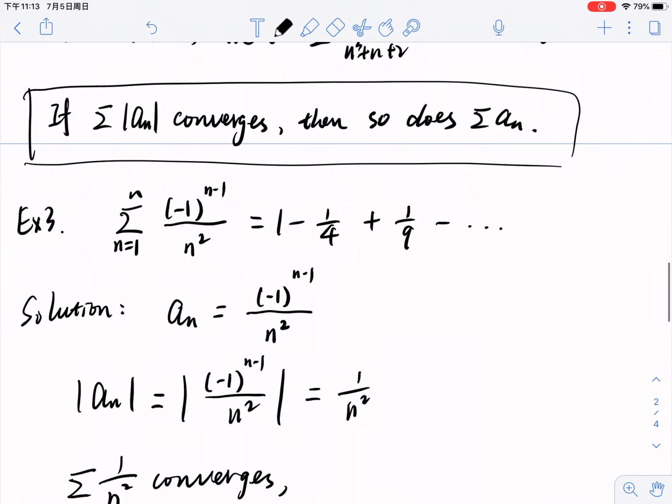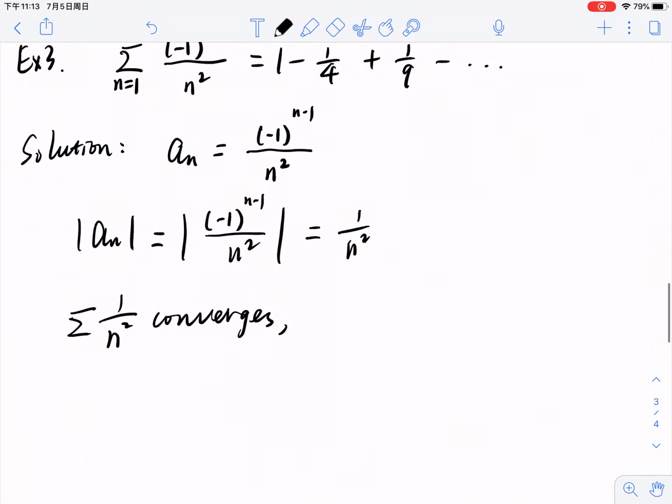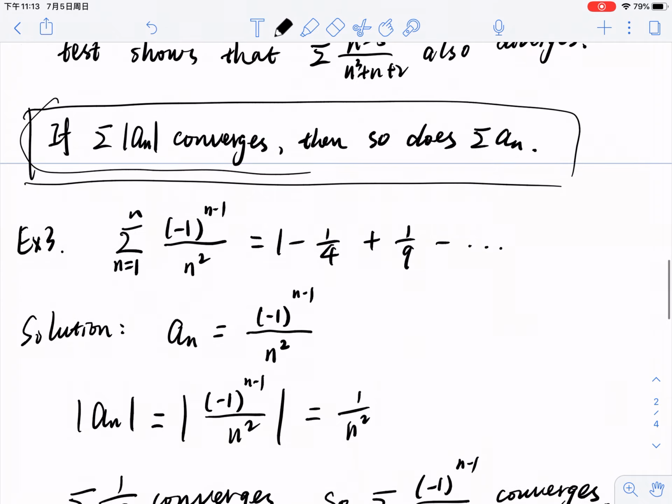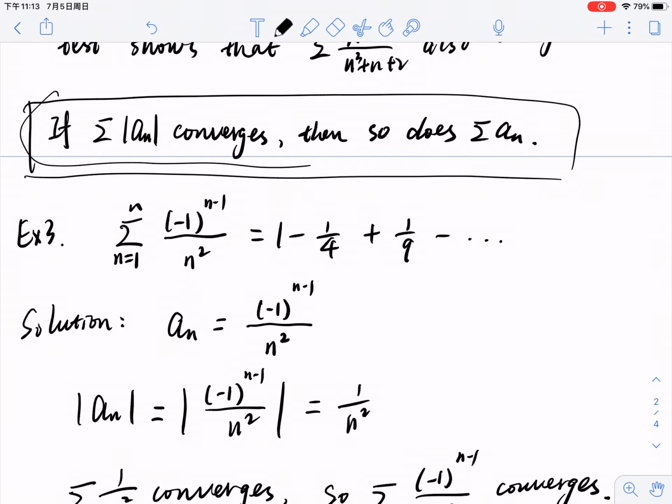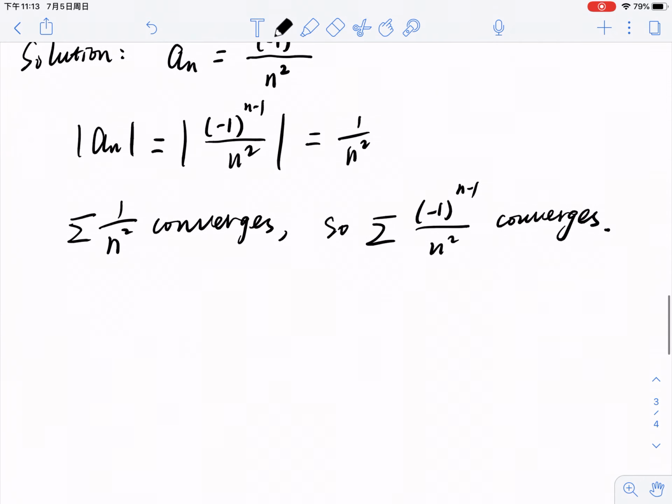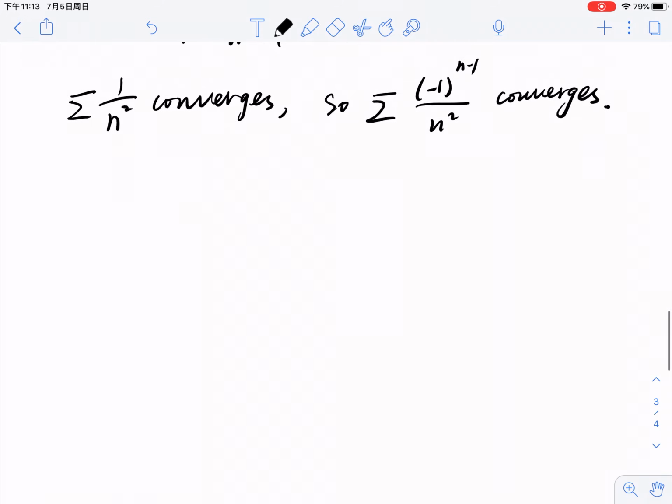So by this theorem, we have sigma negative 1 to the n minus 1 over n squared converges. This is how to use this theorem to determine whether or not the series converges. So next we introduce the ratio test. Next one is called the ratio test.